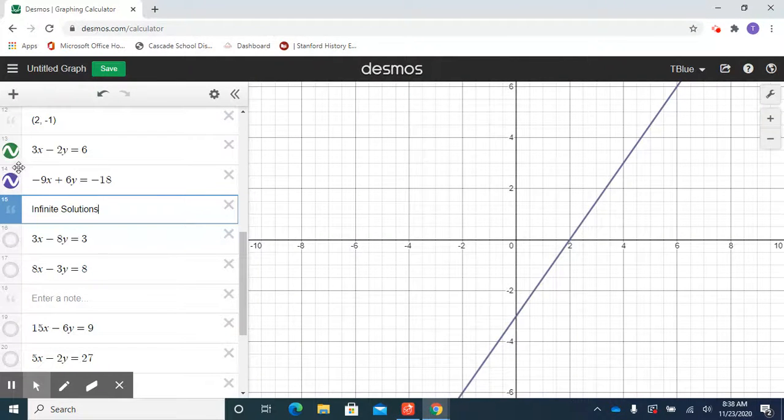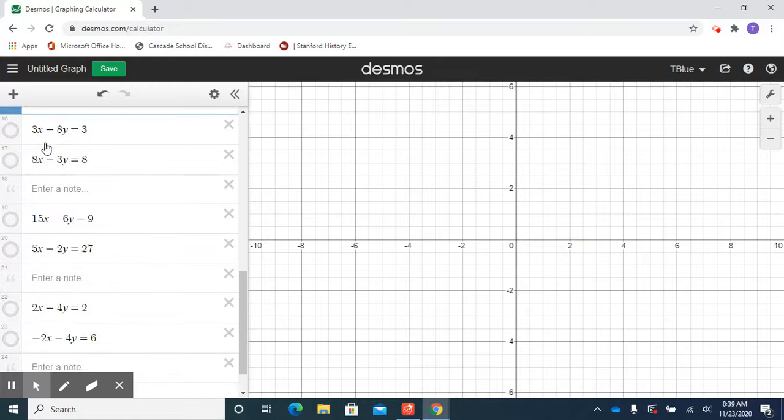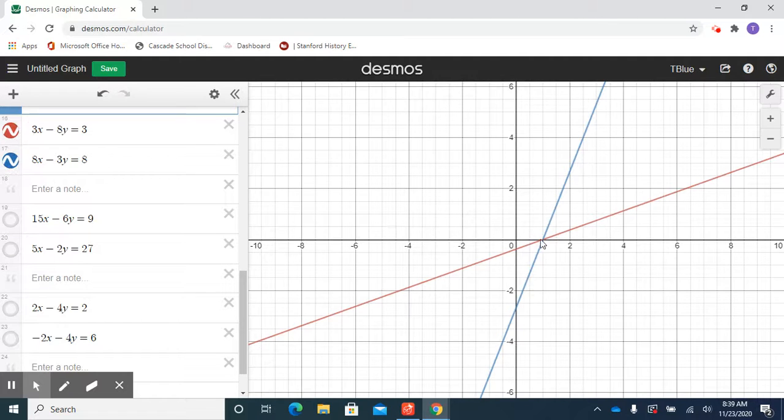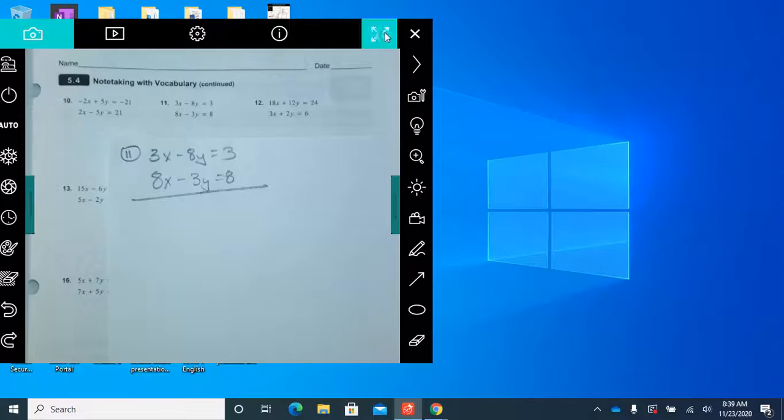3x minus 8y equals 3. 8x minus 3y equals 8. Oh, look at that. We got one solution: 1, 0. So we got one solution, and that is 1, 0. Yes. All right, another fun one, finally. These are few and far between.